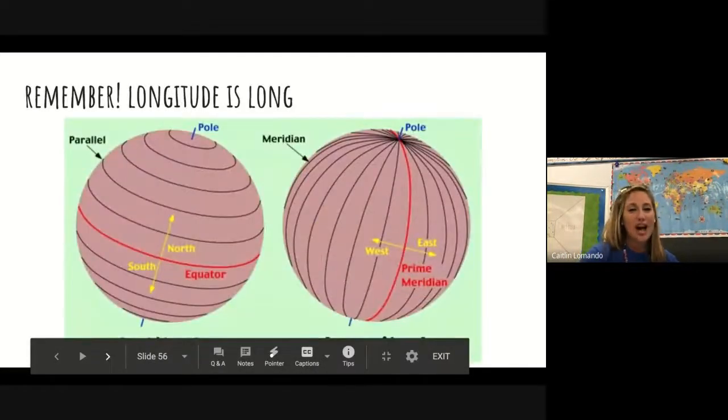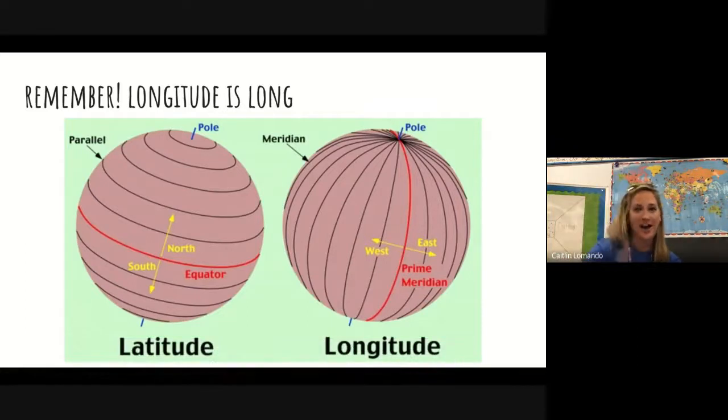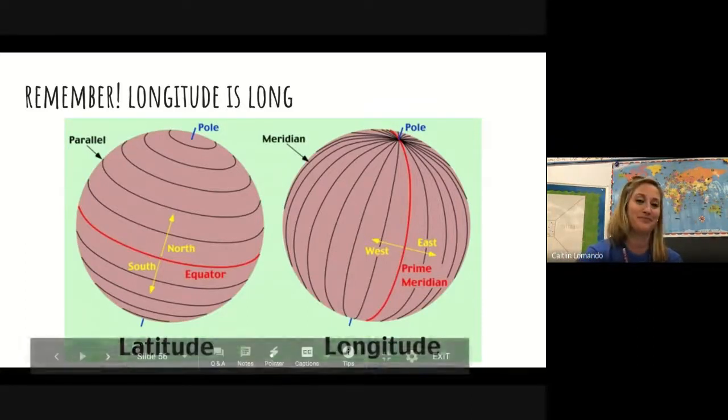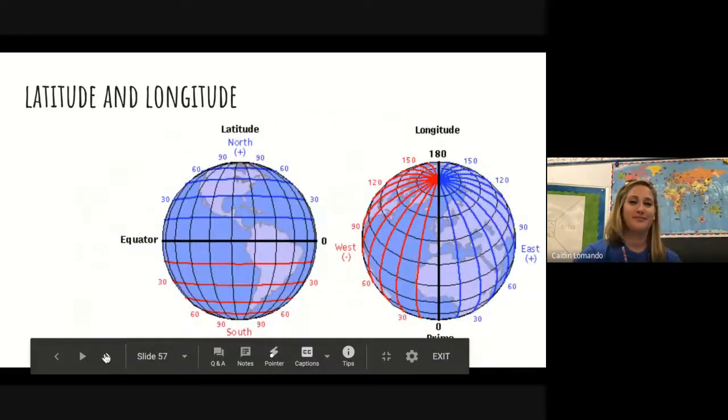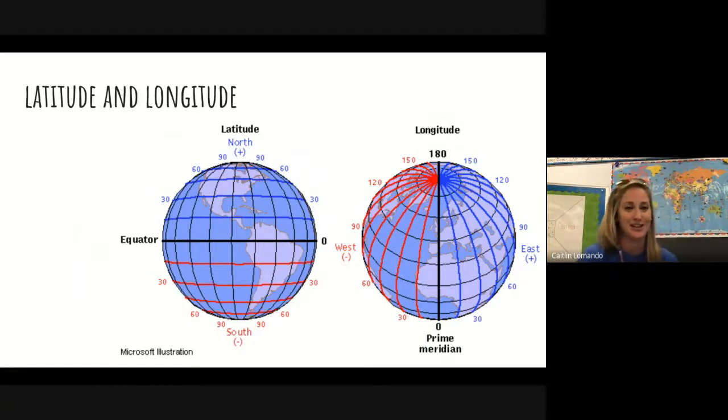So remember, longitude is long. That's always a good way to remember it. Latitude instead goes across. So here again is another view of longitude and latitude. Again, longitude and latitude gives us coordinates, which gives us an absolute location. We are absolutely sure where on Earth we are.